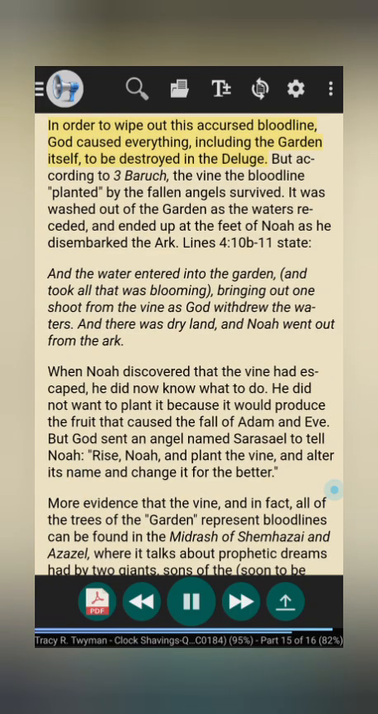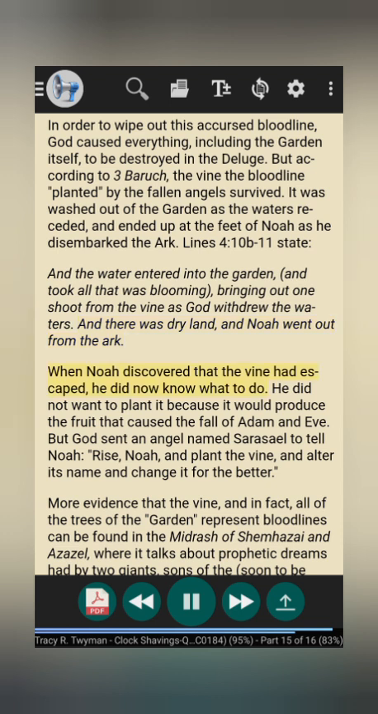In order to wipe out this accursed bloodline, God caused everything, including the garden itself, to be destroyed in the deluge. But according to 3 Baruch, the bloodline planted by the fallen angels survived. It was washed out of the garden as the waters receded and ended up at the feet of Noah as he disembarked the ark. Lines 4:10b-11 state, "And the water entered into the garden and took all that was blooming, bringing out one shoot from the vine as God withdrew the waters. And there was dry land, and Noah went out from the ark."